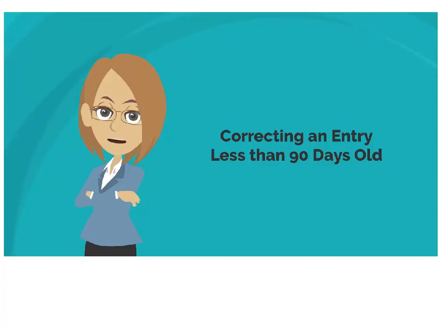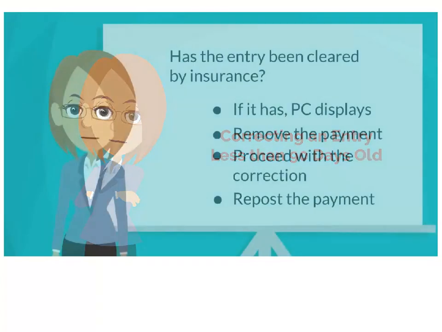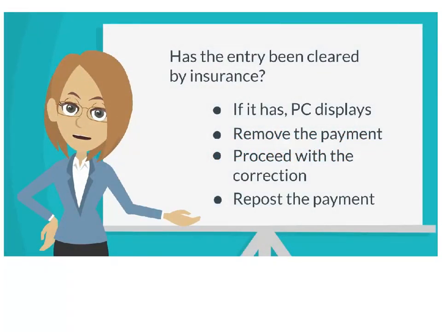Before you make a correction, determine if the procedure has already been cleared by an insurance payment. If the entry has been cleared by an insurance payment, the letters PC are displayed in the insurance column of the patient ledger. PC stands for primary cleared. You'll first need to remove the payment that cleared the claim and then proceed with correcting the entry. After the ledger entry correction is made, you'll then repost the insurance payment. Let's review how to do this.